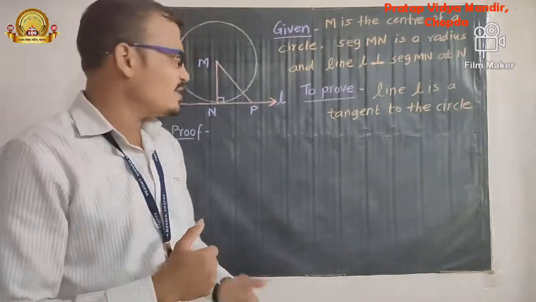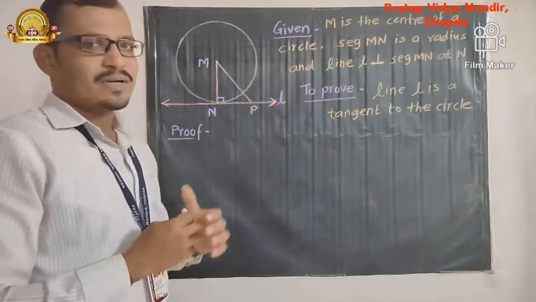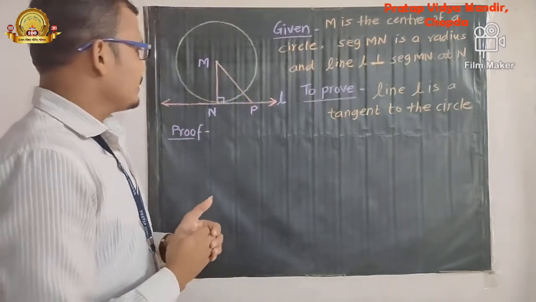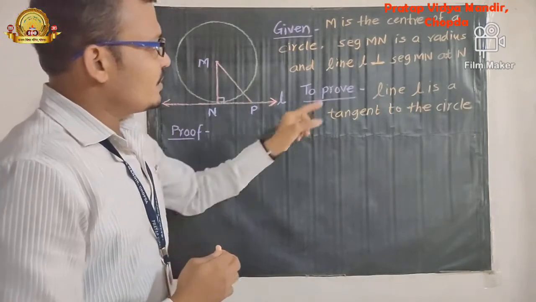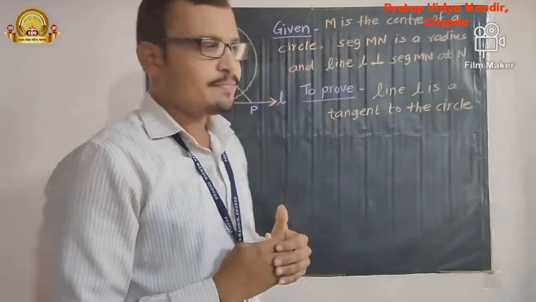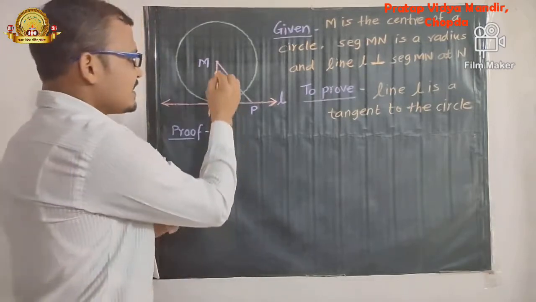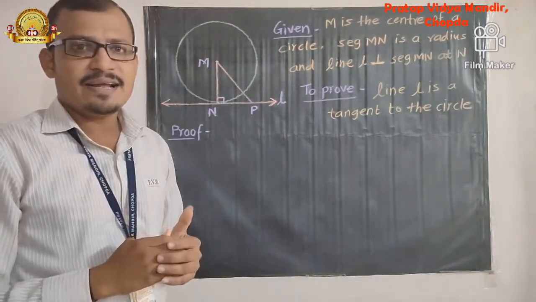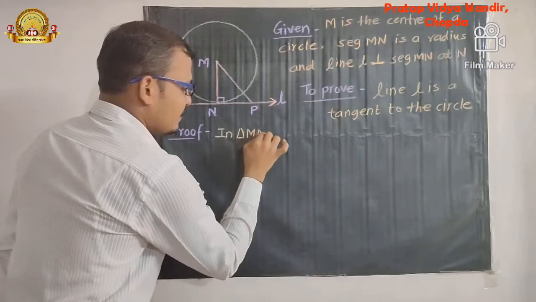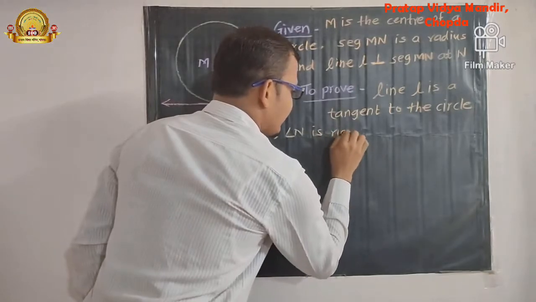To prove this theorem, first we have to take any point P on line L. So we take this point P on line L and then draw a segment MP. Here we have given that line L is perpendicular to segment MN at point N. So triangle MNP is a right angle triangle. So in triangle MNP, angle N is a right angle.